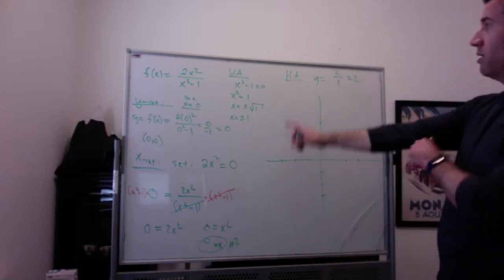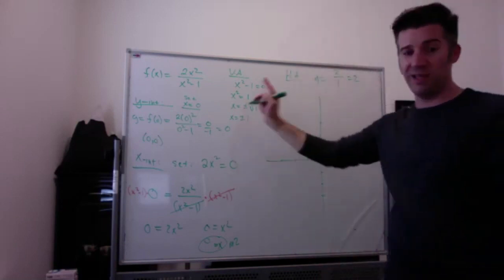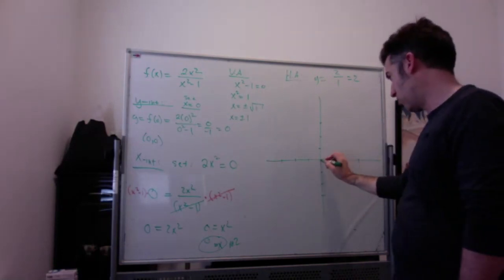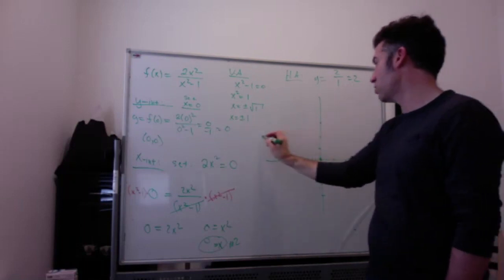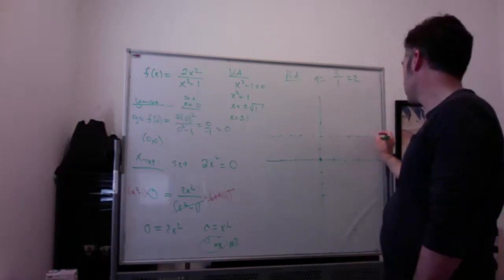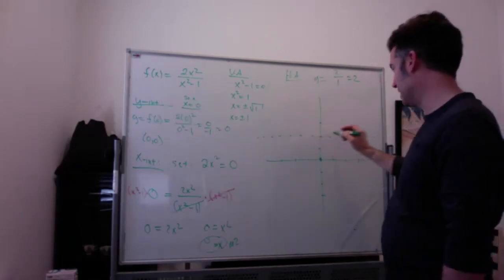All right, so let's see here. So I've got y-intercept and x-intercept at 0. So that's just about 1 point there. And then I've got a horizontal asymptote at 2, and vertical asymptotes at positive 1 and negative 1.